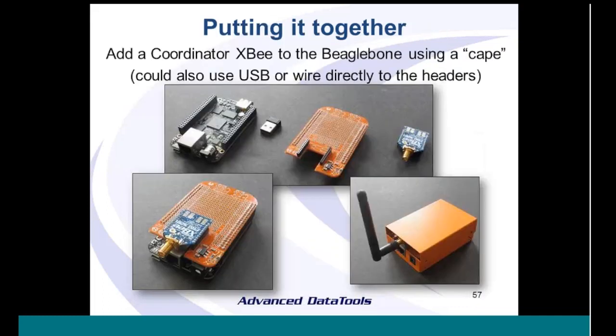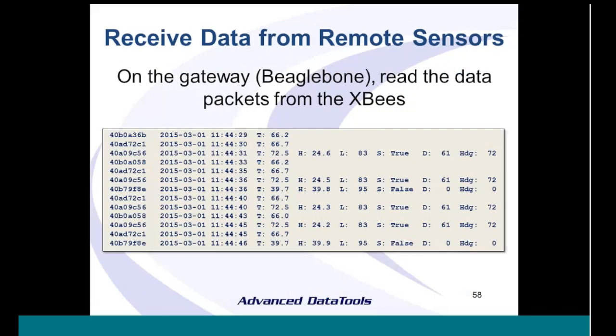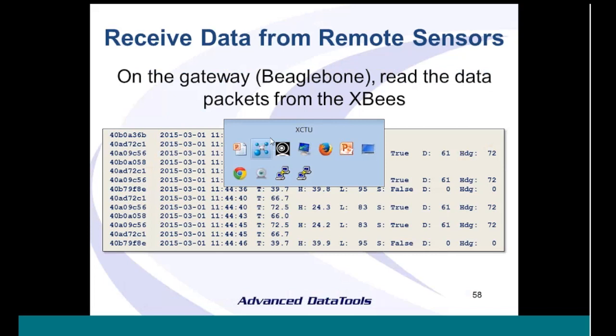Okay, so putting all this together. We need an XBee on our Beaglebone. You can just wire that directly into those same header ports. You see those black rows of pins here. We can just plug it in there, or we could plug it into the USB, or in my case, I used a cape. Cape is the Beaglebone's shield, and they just stack on top. So there's the XBee module, with an antenna on, and then I just put it in the little box. So that's my gateway.